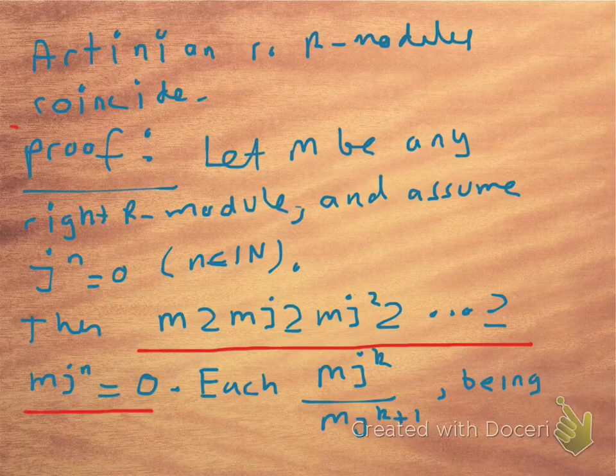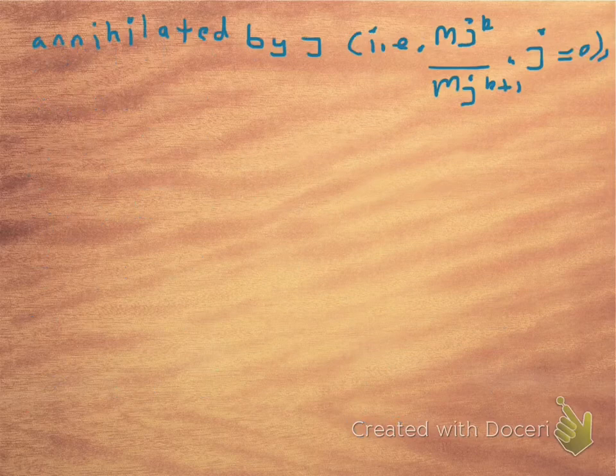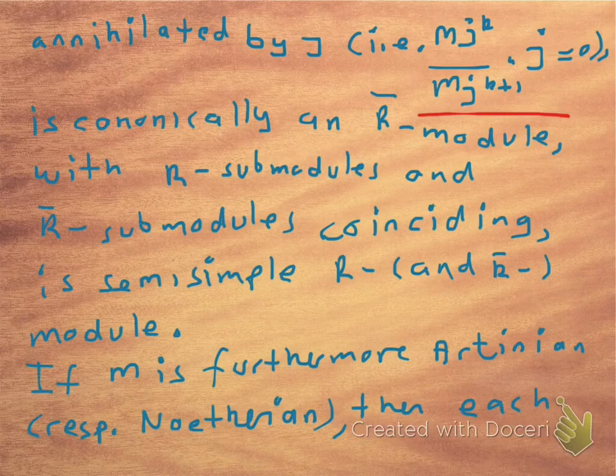Okay? Now, look at each factor of this sequence, by which I mean each term divided by the one on the right, namely MJ to the k over MJ to the k plus 1. This is a module annihilated by the Jacobson radical, which means this. And therefore, this factor module is canonically a module over R bar, namely R over J. And its submodules as an R module and submodules as an R bar module are the same.